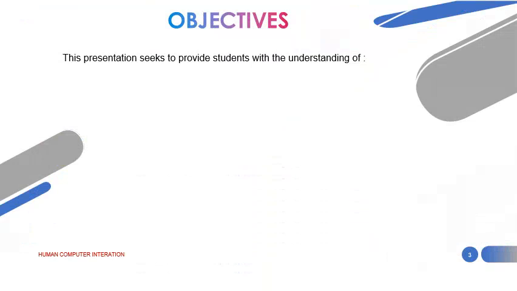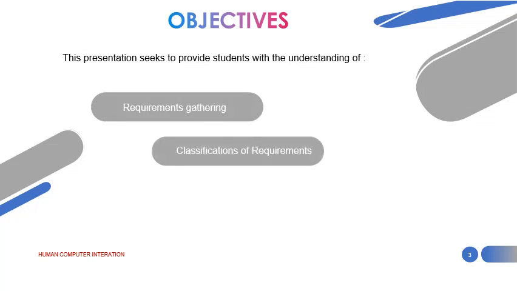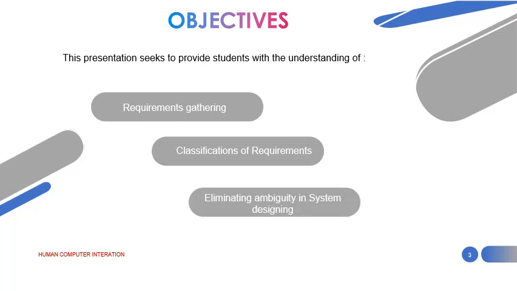At the end of this video, there are certain objectives that we would like to be met. The first one is that you fully understand what requirements gathering entails, the various classifications of requirements, as well as eliminating ambiguity in system designing.